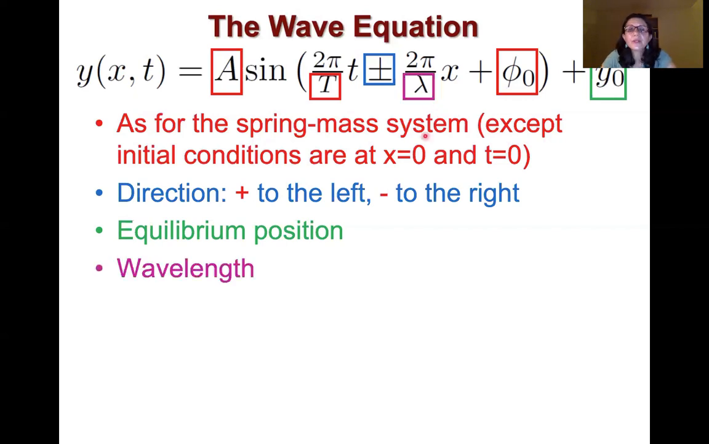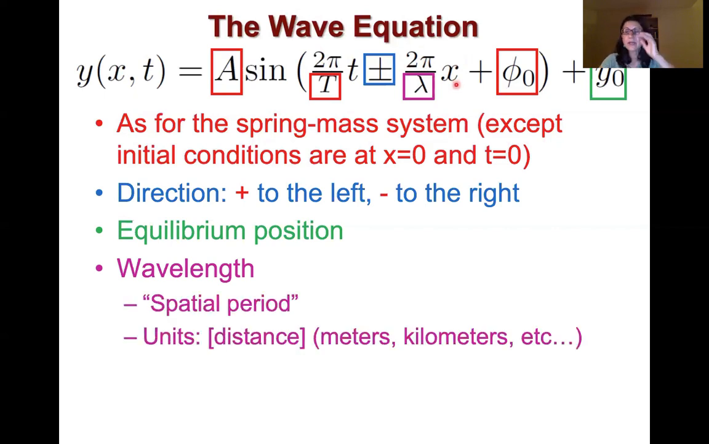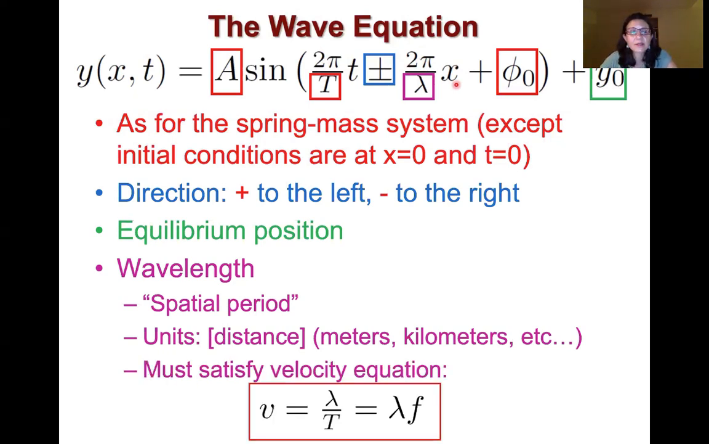Now the new term that shows up here is the term that describes the spatial periodicity of your wave. That term has a very similar structure as the 2 pi over T times t, except now it's 2 pi over lambda, which is our wavelength, times x, which is a position. So again, wavelength is sort of the spatial period, and it has units of distance like meters, kilometers, centimeters. Now period and wavelength are connected, and they describe the speed of the wave, because what is the speed? Speed is distance over time.